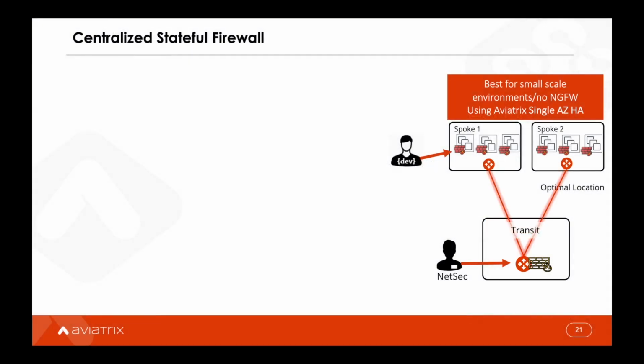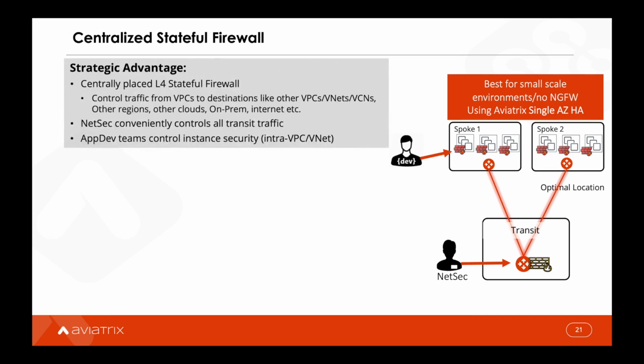Aviatrix gateways have a built-in knob that enables the centralized stateful firewall feature. This is a layer 4 firewall, and it's best suited for small-scale environments where there's no need for a next-gen firewall. You can take advantage of an Aviatrix feature called Single AZ HA, which we'll talk about in a moment. The advantage you get with this feature is that because it is centrally placed in the transit layer, you can control traffic from one spoke VPC, VNet, or VCN to another by providing layer 4 inspection. In addition to inspecting east-west traffic, you can also inspect north-south traffic, such as traffic egressing to the internet.